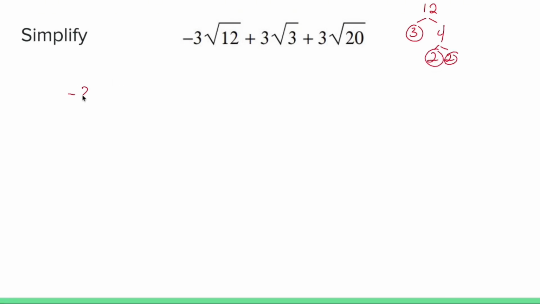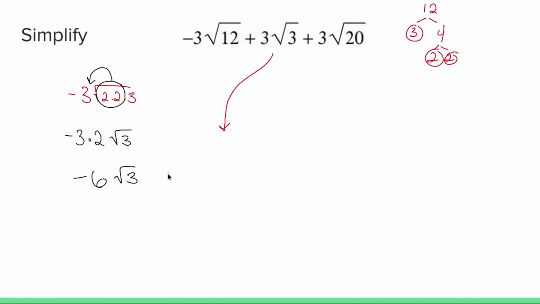So I can turn negative 3 times the square root of 12 into 2 times 3. Circle a pair of 2's, bring it out. That leaves me with negative 3 times 2 times the square root of 3, which is negative 6 times the square root of 3. Fortunately, this guy is already 3 times the square root of 3, so these two will combine. Let's see if anything happens with that 20.